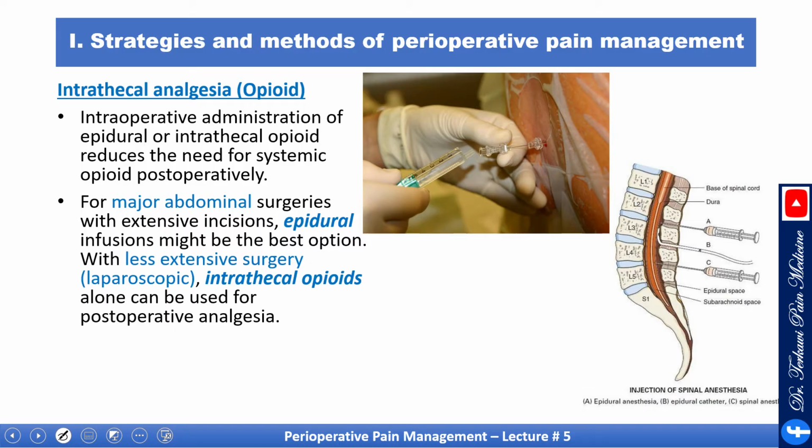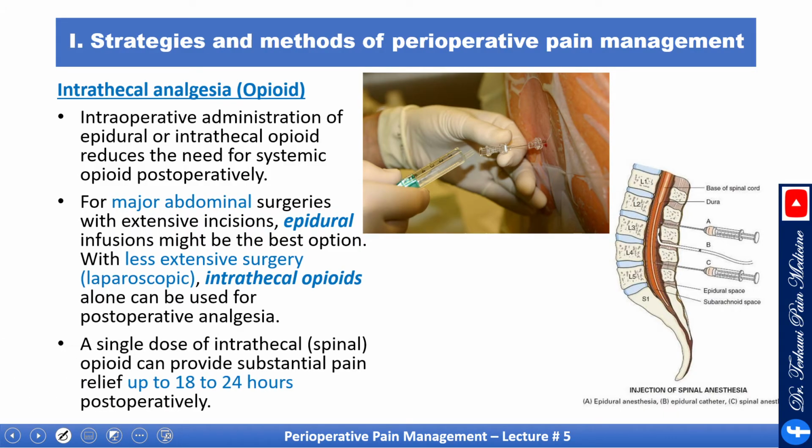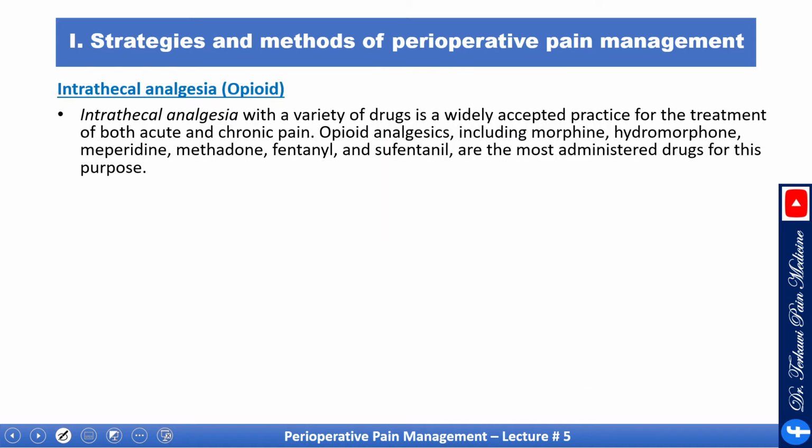not used that often. For major abdominal surgeries with extensive incision, epidural infusion might be the best option. However, with less extensive surgery like laparoscopic, intrathecal opioid alone can be used for postoperative analgesia. A single dose of intrathecal spinal opioid can provide substantial pain relief up to 18 to 24 hours postoperatively. Intrathecal analgesia with a variety of drugs is widely accepted practice for the treatment of both acute and chronic pain.